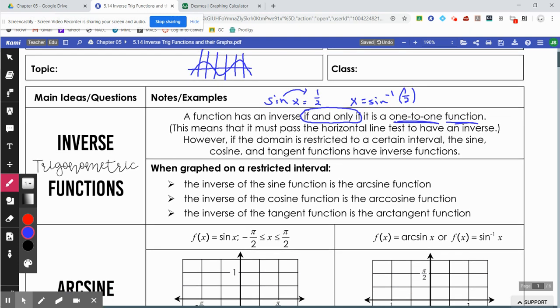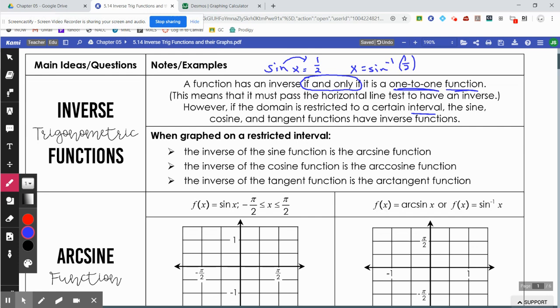So it says, however, if the domain is restricted to a certain interval, the sine, cosine, and tangent functions will have an inverse function. So when graphed on a restricted interval, the inverse of the sine function is the arcsine function. That's what we're going to talk about here in just a second. And arcsine means exactly the same thing as inverse sine. That's all it is. The inverse of cosine is arccosine, and the inverse of tangent is arctangent.